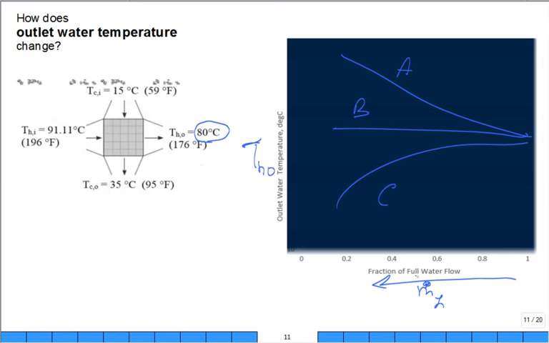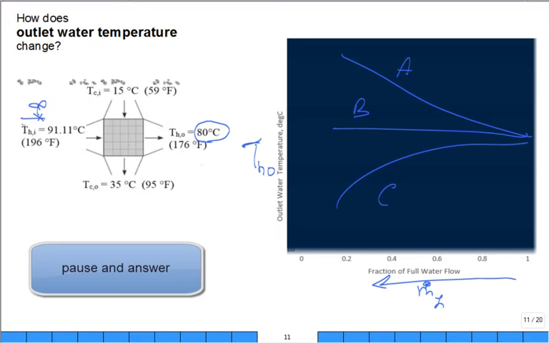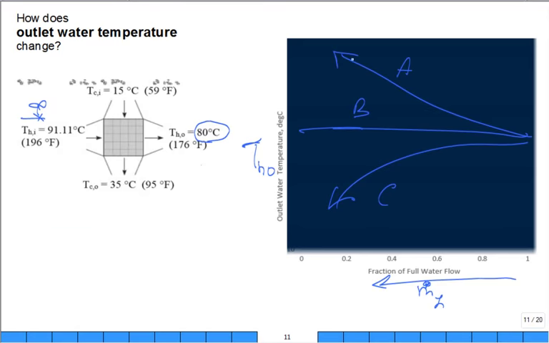Reducing the hot flow rate. Remember our valve? There's some valve right here. We're starting to close that valve. You thought heat exchangers were simple. B is pretty flat. C is just tending down. A is tending up. Well, what type of equation do we have?